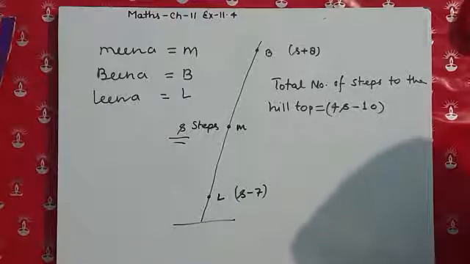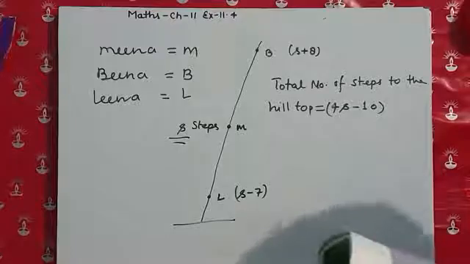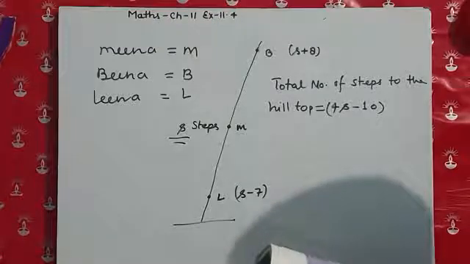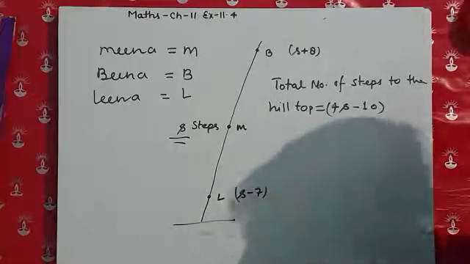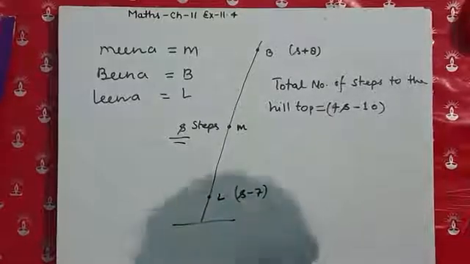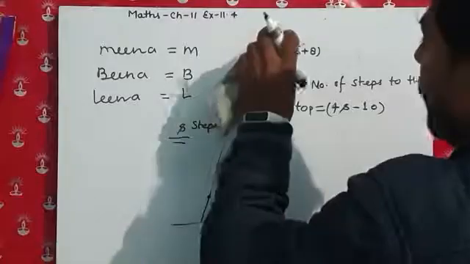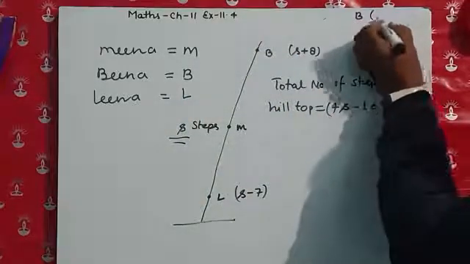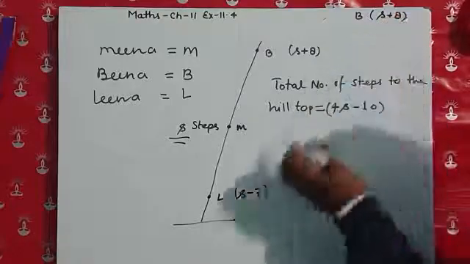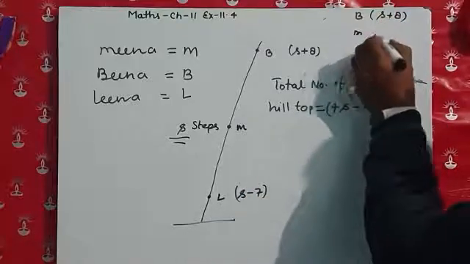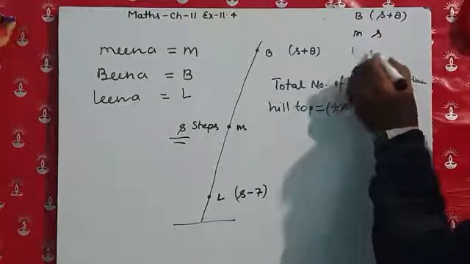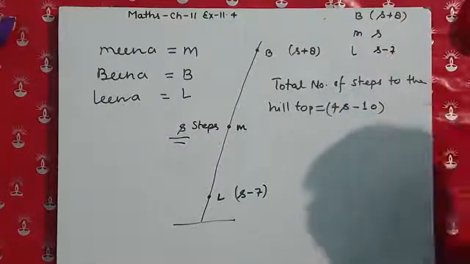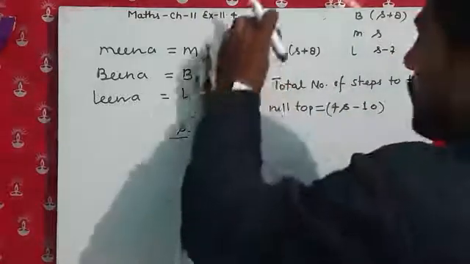Again, I am repeating the question. Meena, Beena and Leena are climbing the steps to the hilltop. Meena is at step S. Now we are going to note down the positions: Beena is S plus 8, Meena is S, and Leena is S minus 7. The same thing we are going to write in statements.